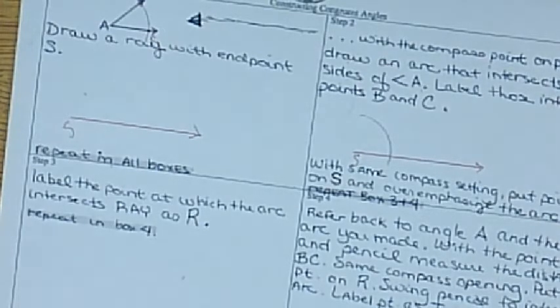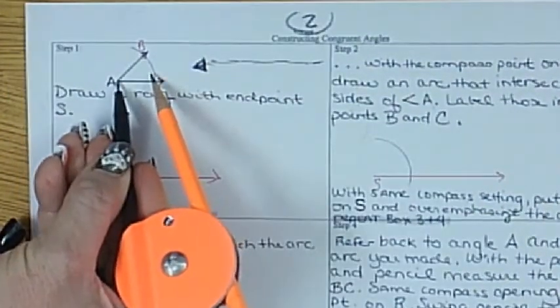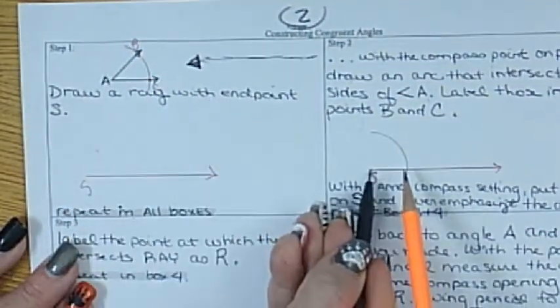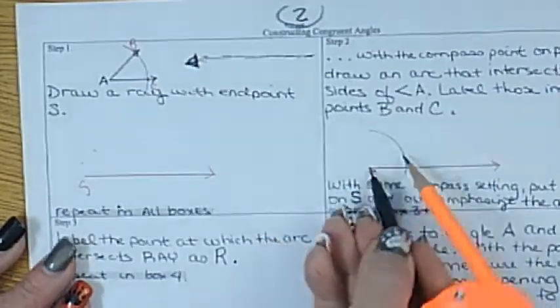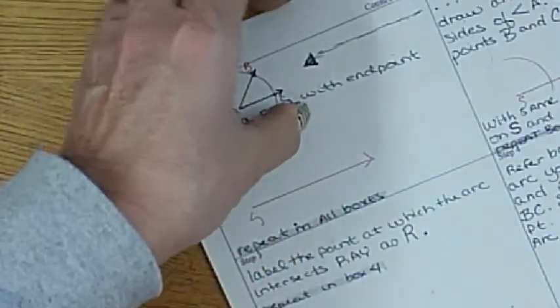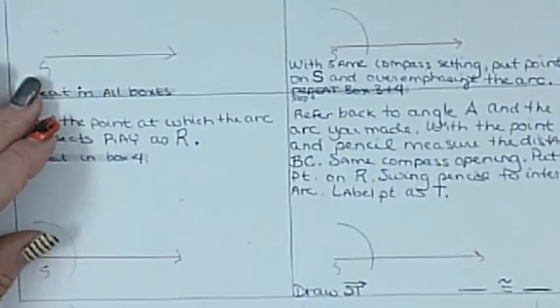Okay, I'm going to say that one more time for those that don't know where this just came from. The arc that we made on our original gave us an opening on our compass. So I'm keeping that same opening, and I'm going to go to the endpoint of S and swing to overemphasize that arc, because I don't know where the other side is yet. And I'm going to repeat that in boxes 3 and 4. And again, you're just practicing which is easier for you, either moving the paper or moving the compass.